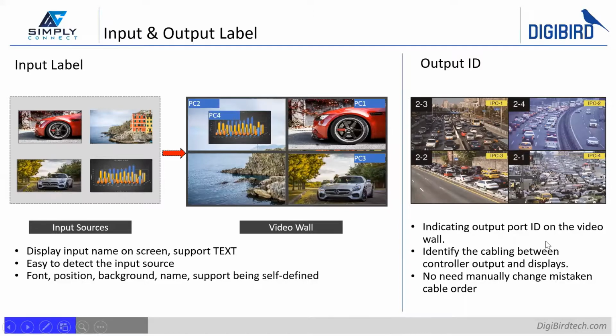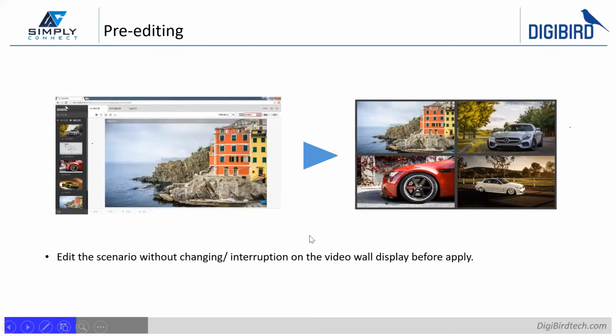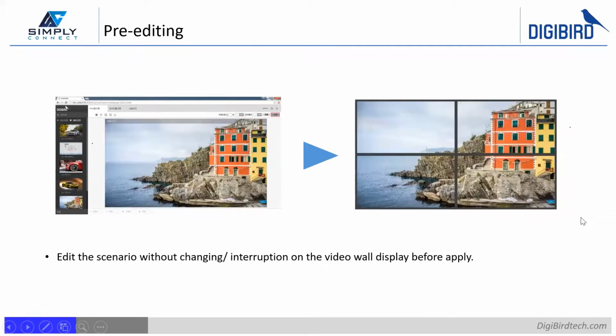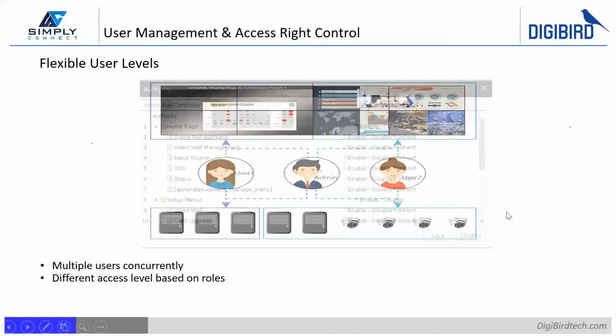Then the pre-editing: in the software or the GUI, the user can do pre-configuration or pre-editing first before they push to the actual video wall. They confirm this one is the correct one, then push to the video wall. Then user management and access right control. Different users can control different video walls and different sources. Of course, there are different user levels as well: administrator, normal user, and so on.